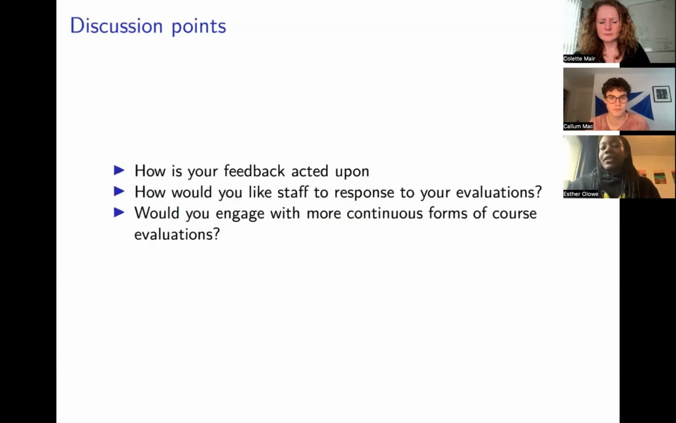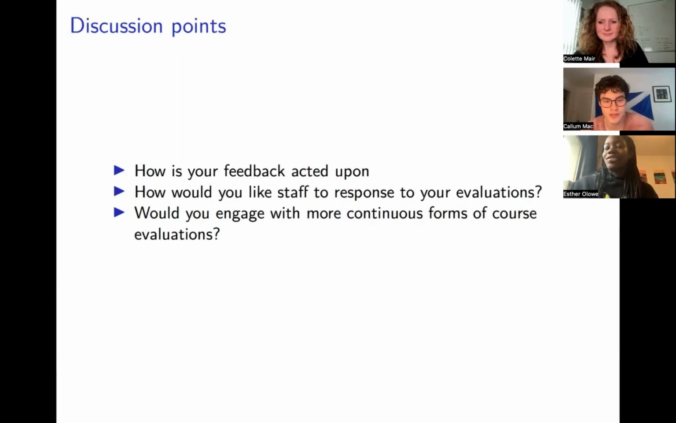There were some key points that we brought up and spoke about in the discussion groups. The first was, how is your feedback acted upon? A lot of the time, students didn't know how their feedback was acted upon. They didn't really see any changes from things that they gave forward to the lecturers or brought up when they had done surveys.